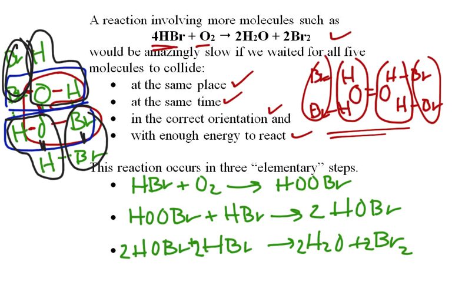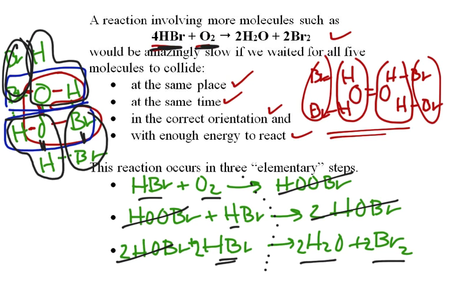Now, when we look at this, we say, well, I want to get my overall reaction. So we basically, kind of algebraically, say everything on the left side of the equation turns into everything on the right side of the equation. And you can see that there would be chemicals that we could cancel. What we're left with is 1, 2, 3, 4 HBr and an O2, and we have two H2O and two Br2. So we get our overall reaction by combining these elementary steps. Now we're going to come back later and notice that for this mechanism, the first step here will probably be the slow step.